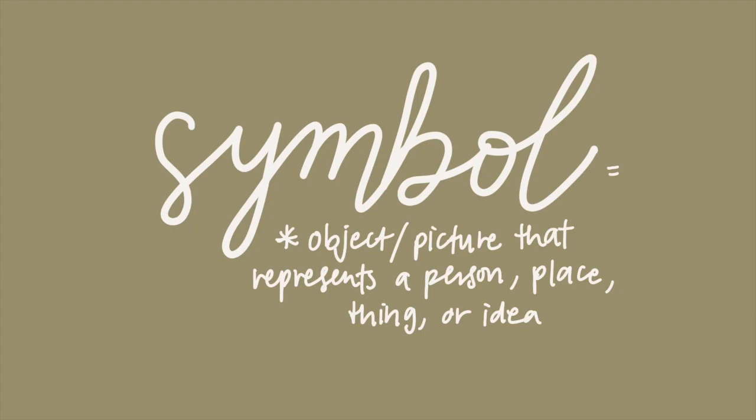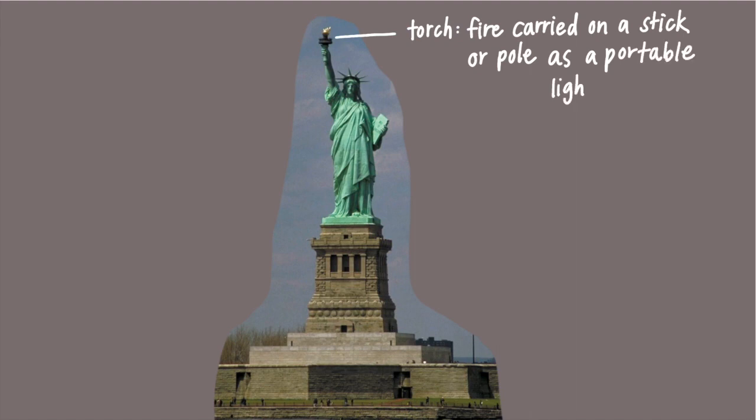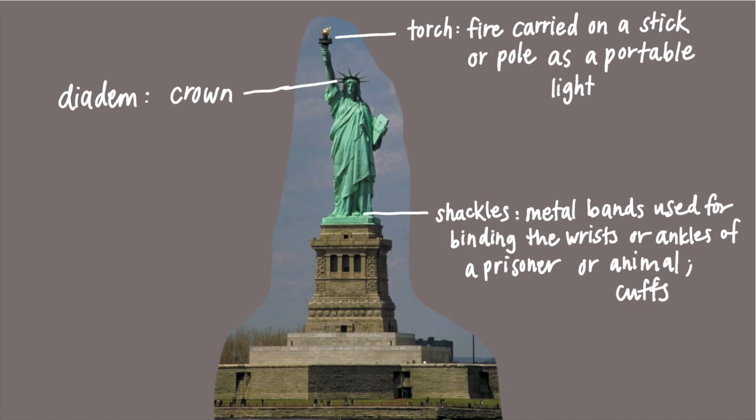So I hope you remember this graphic from Tea with Milk. Symbol means an object or picture that represents a person, place, thing, or idea. Right? And so we talked about how tea with milk and sugar represents Masako's American life. So now I want you to think about these three elements: the torch at the top, fire carried on a stick or pole as a portable light; the diadem, the crown; and the shackles, the metal bands used for binding the wrists or ankles of a prisoner or animal, also known as cuffs. What do you think these three elements symbolize?